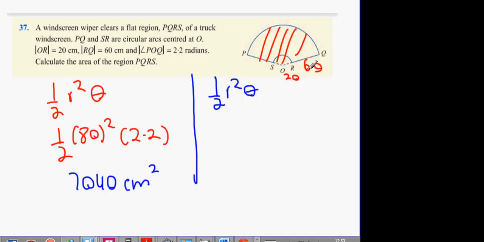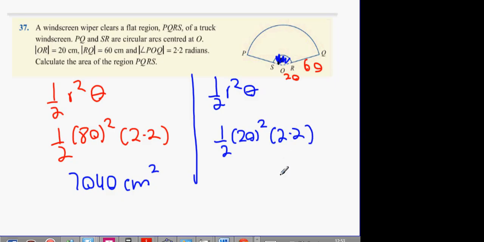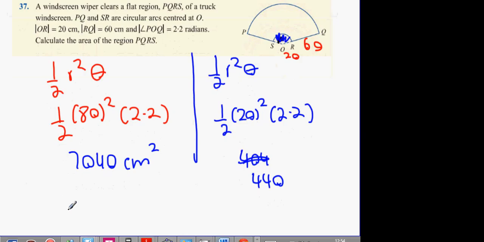Now, guys, over this side, the small one. If we were to rub this out, what I'm going to look for next is this little region in here, the blue region. And this is once again an arc, and it's going to be a half r squared, 20 squared times theta, which is 2.2 radians. We're going to put that into the calculator, and what do we get? 440. Okay, take them away from each other. 6,600 centimeters squared, right?